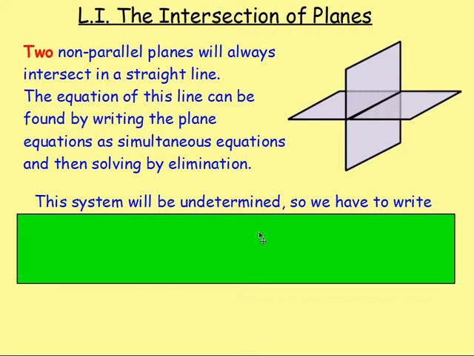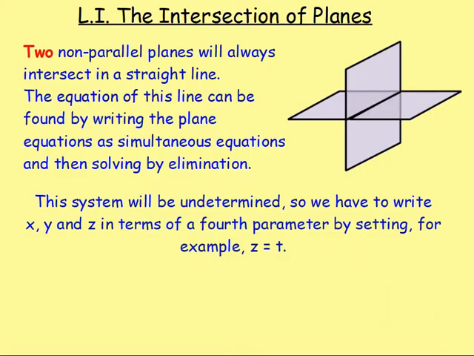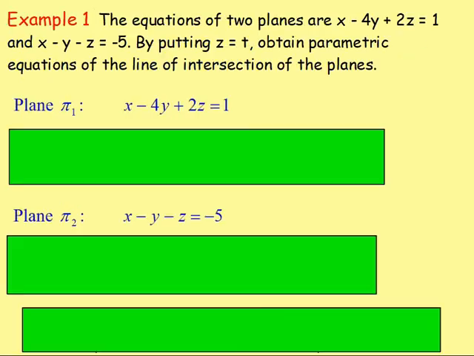So the way it is done is you have to introduce a fourth parameter. And a lot of the time this will be done by expressing z equal to t. If z equals t, you can then express x and y in terms of t, and you can come up with your parametric equations. Let's look at some examples.